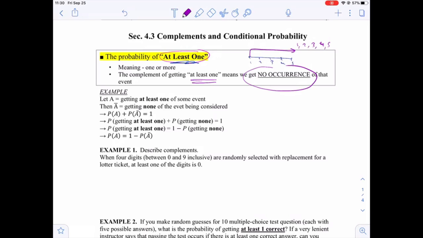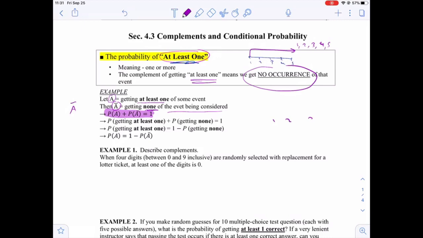So we denote an event by a capital letter, for example A, or B, or C. Here in this section we'll focus on at least one, that's the event A, and A complement. A bar is read A complement, or complement of the set or the event A, getting none of the event being considered. And from the last section we know that the probability of an event plus the probability of its complement is equal to 1.